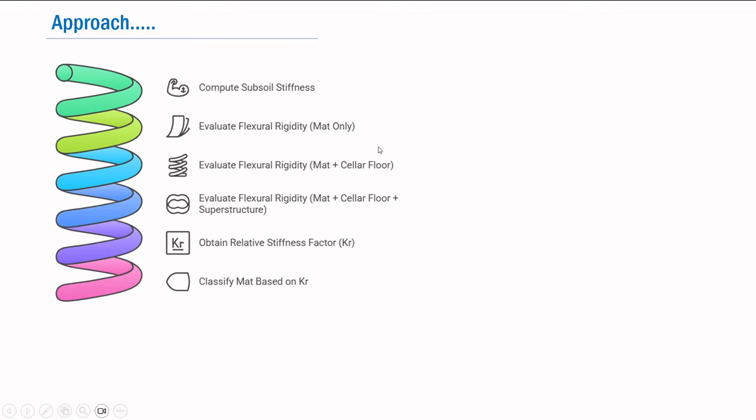Having obtained the flexural rigidity of the mat in all the 3 cases, we proceed for the calculation of the relative stiffness factor Kr in each case. And then based on the Kr values obtained for each of these cases, we classify the mat based on the DIN recommendations. So let us start with the input parameters for the problem.